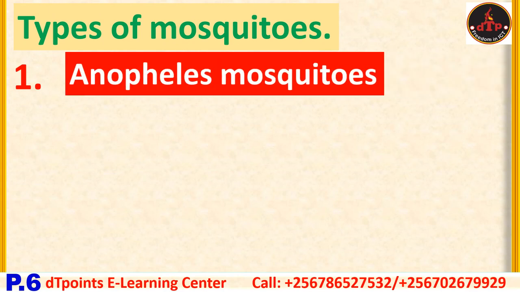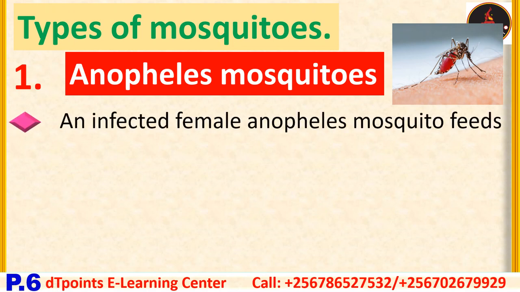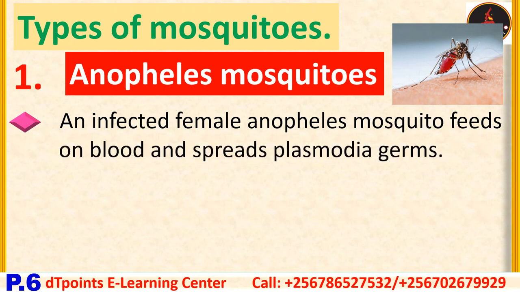Now let us look at Anopheles mosquitoes. The Anopheles mosquito is that one you see on my extreme right. You see the stomach is full of blood. Now, an infected female Anopheles mosquito feeds on blood and spreads Plasmodia germs.